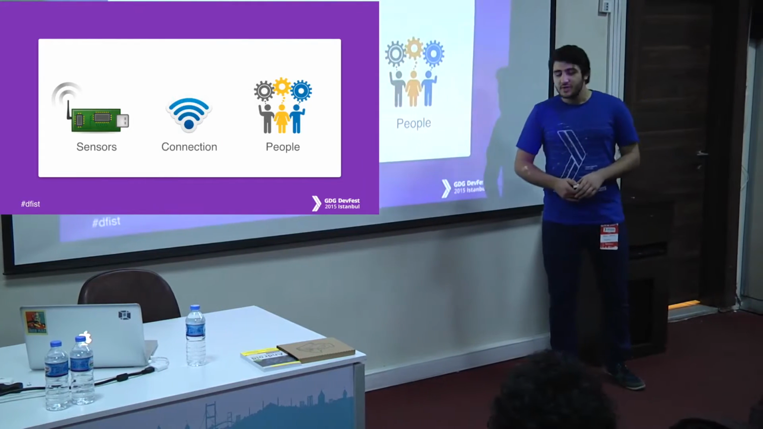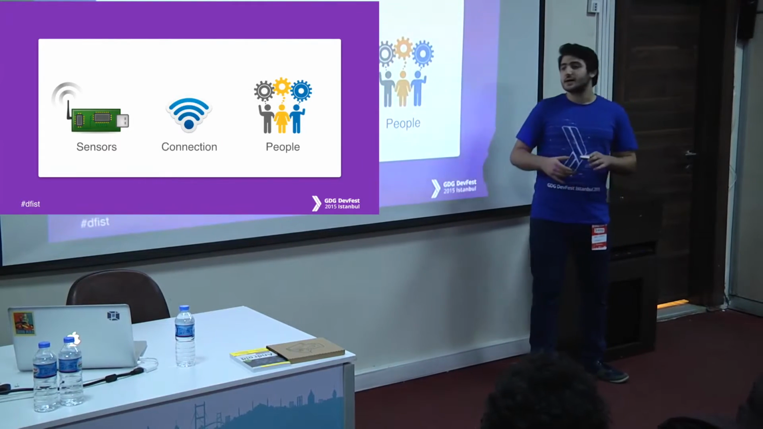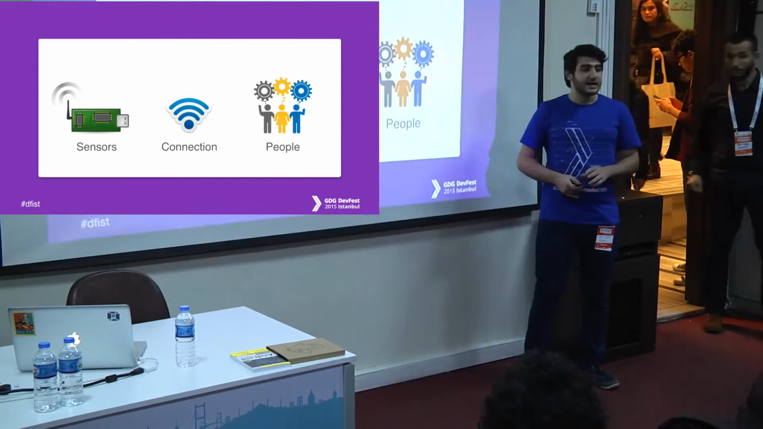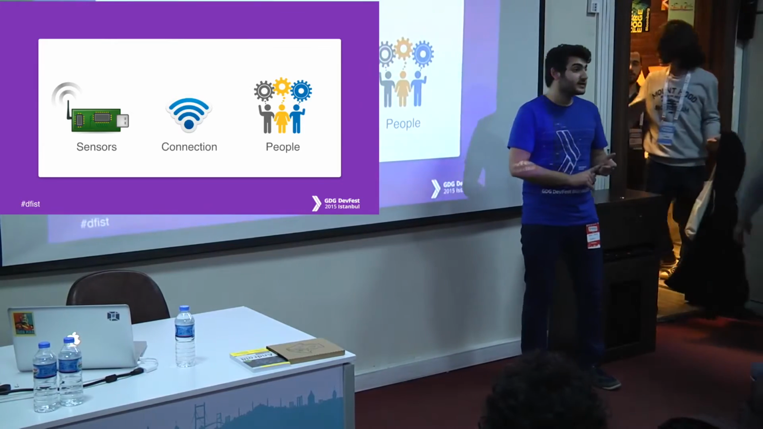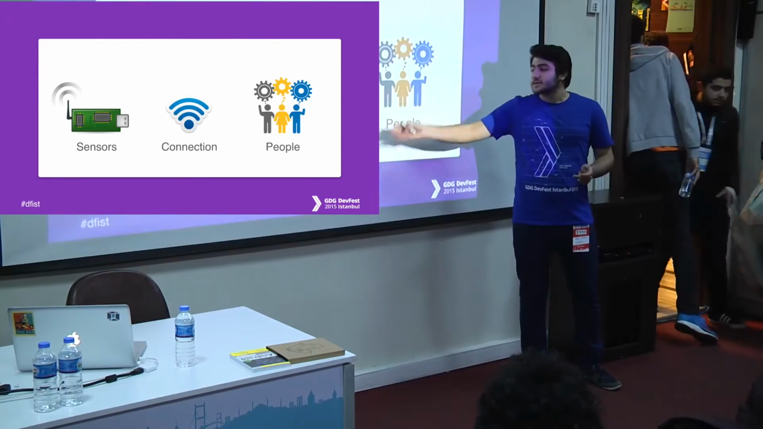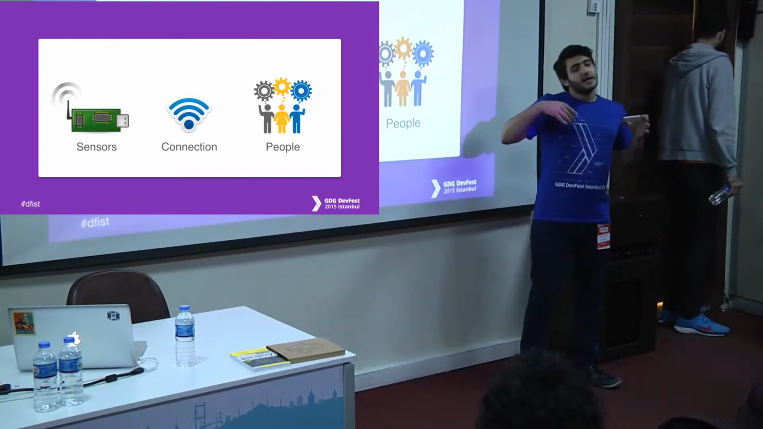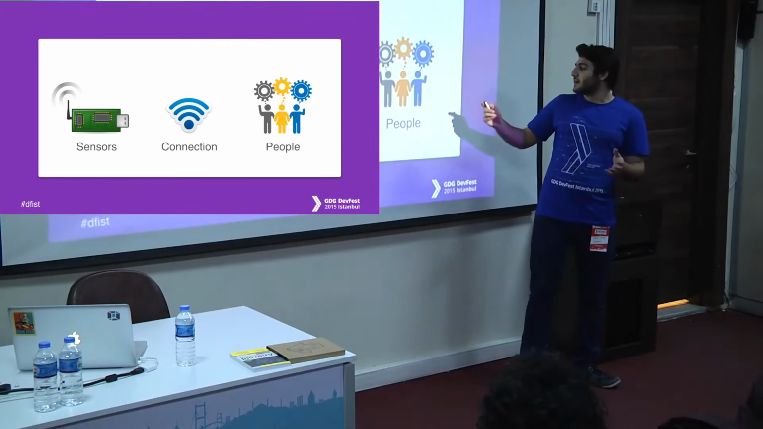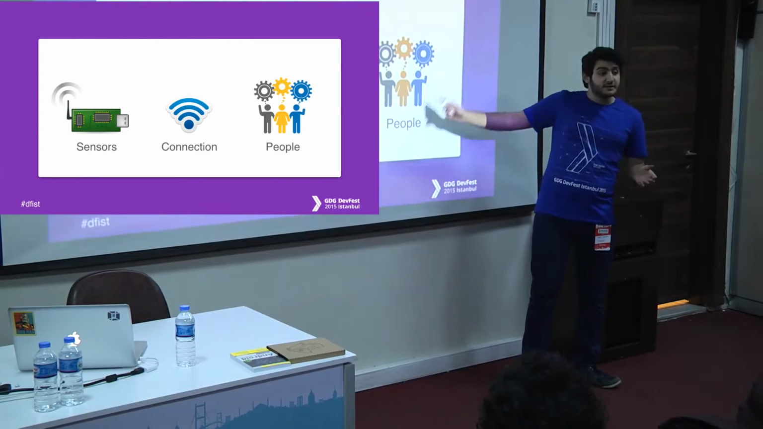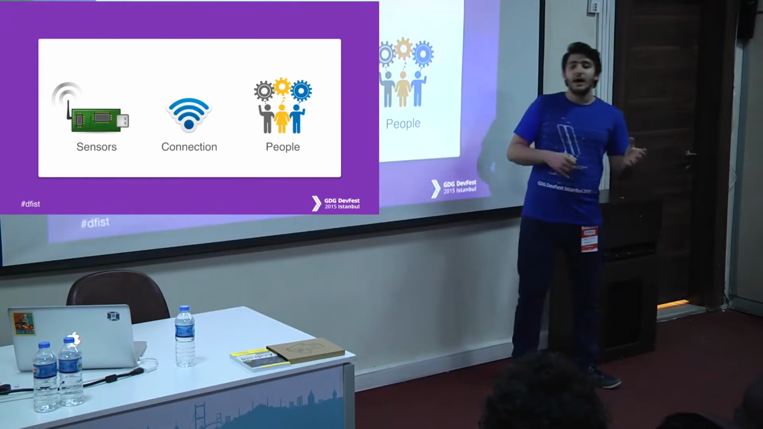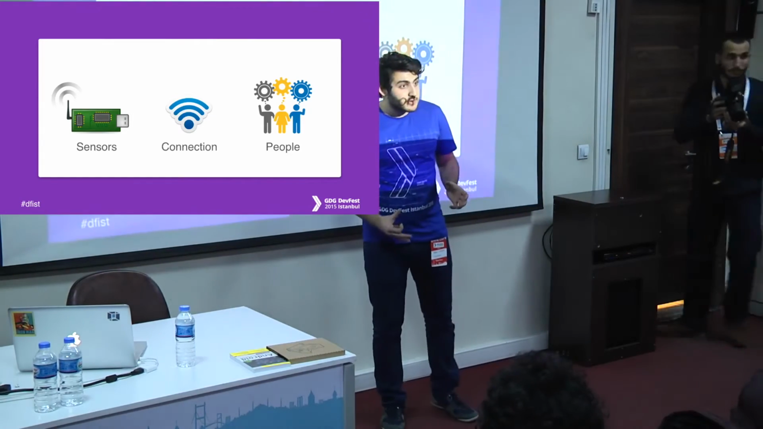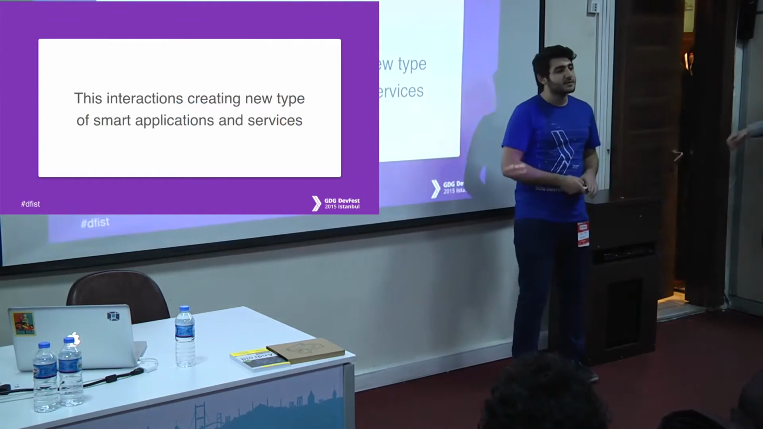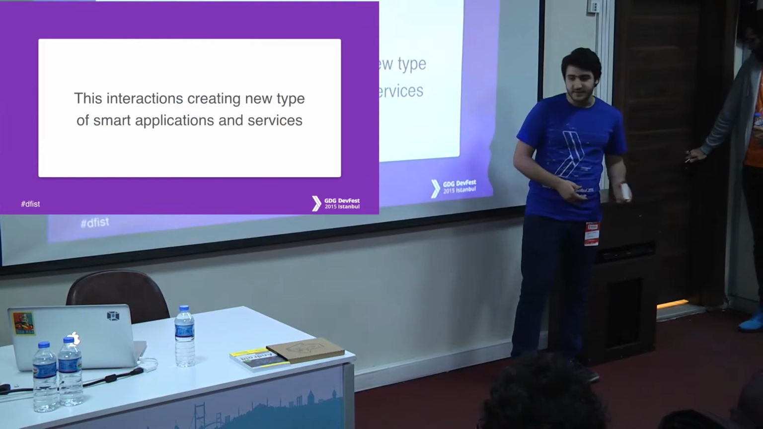So, we use this kind of information with sensors. We collect data from sensors, like proximity sensors, like light sensors, and we have a connection to send them over. And at the end of the day, we need some human to process this data. These interactions create a new type of smart applications and services.